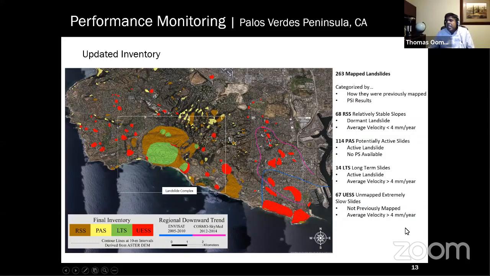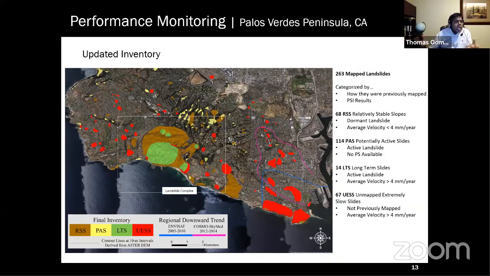So here you can see the use of this InSAR technology combined with the traditional landslide inventory, where you can update the landslide inventory to identify new landslides or active slides happening in this area. Now, let's take a minute and think, how can this be used for geotechnical performance monitoring?